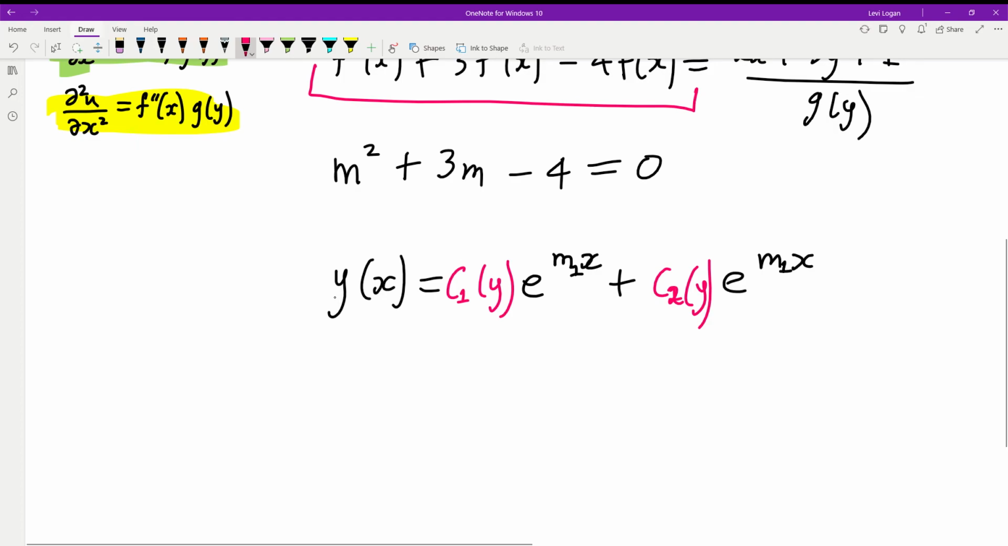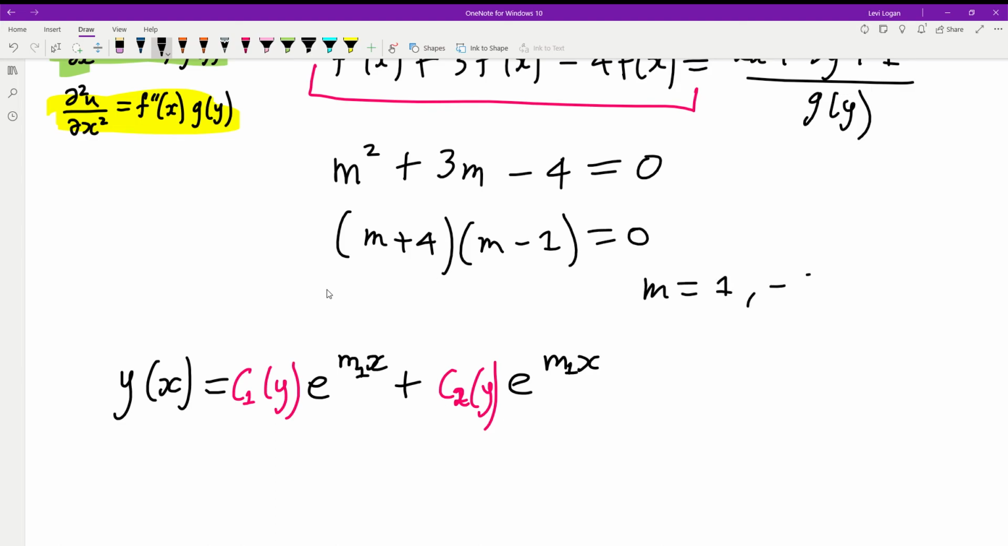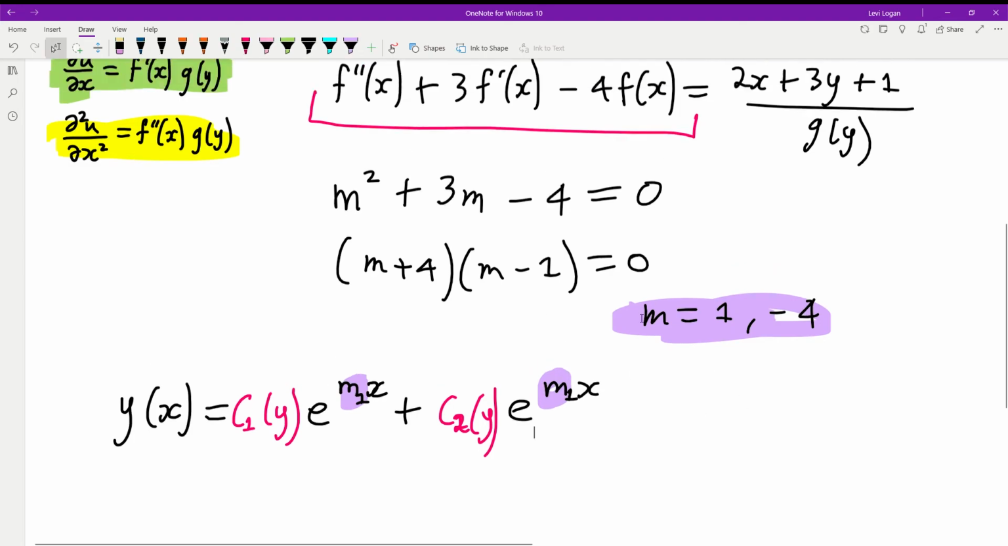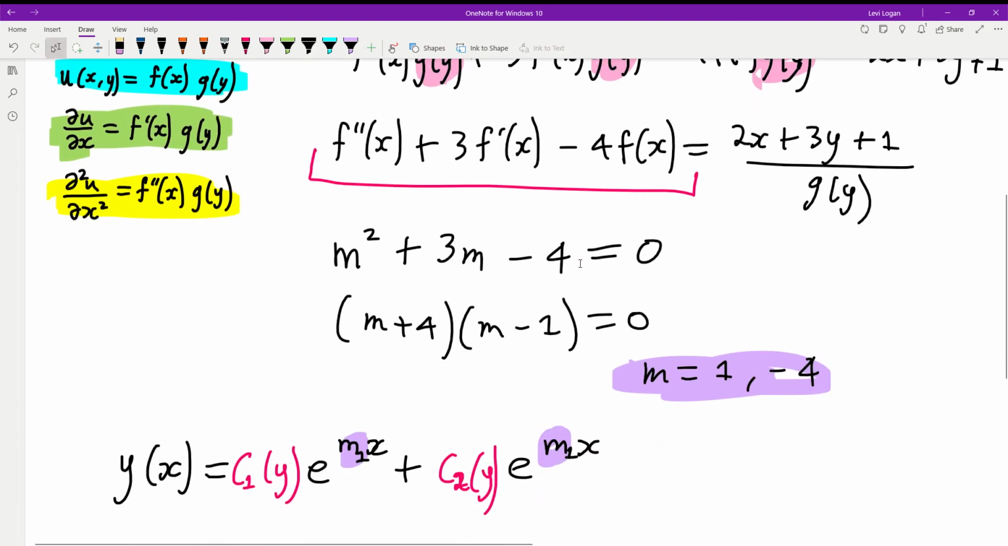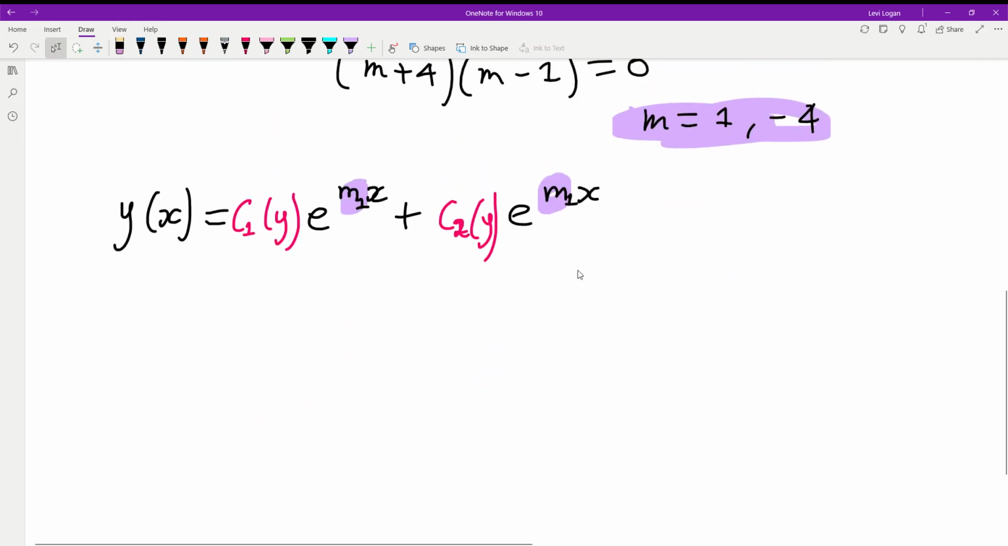So here, this is actually quite easy to solve. If we factorize this, what two numbers multiply to give -4 but add to give +3? Well, +4 and -1. So our m's would be 1 and -4. These are the values that go in the powers here. So the solution that we have now, when we actually write our solution, because we're talking about a function of y and a function of x, this isn't going to be y of x anymore.